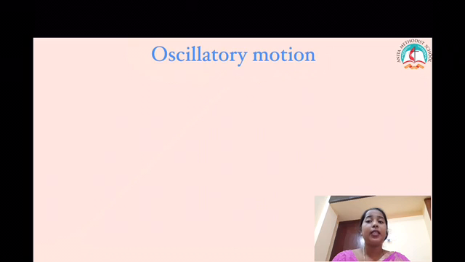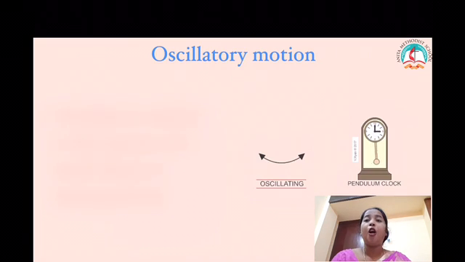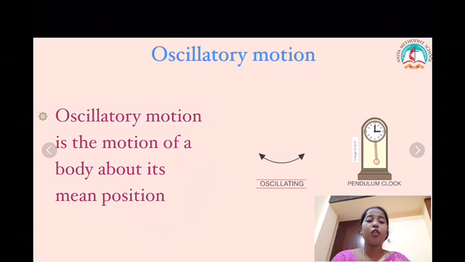Next, we're going to see about oscillatory motion. Oscillatory motion is the motion of a body about its mean position. For example, you all like to play on a swing, no? Yes, we all like to play on a swing. When a child on a swing is pushed, the swing moves to and fro about its mean position. This is an example of oscillatory motion.